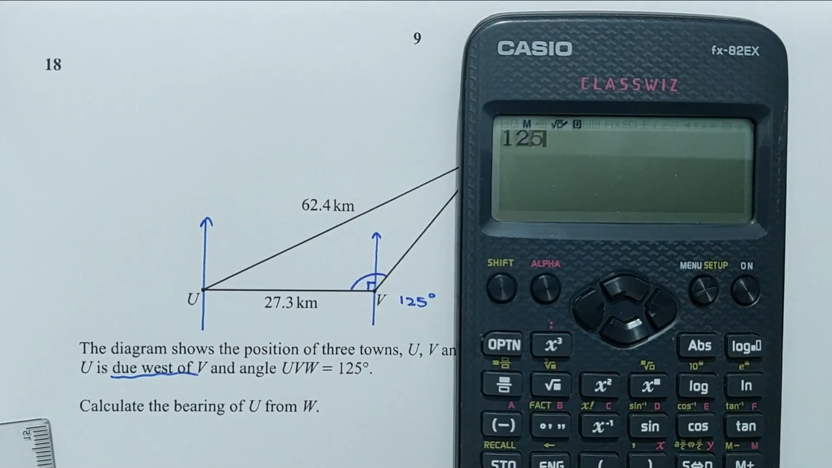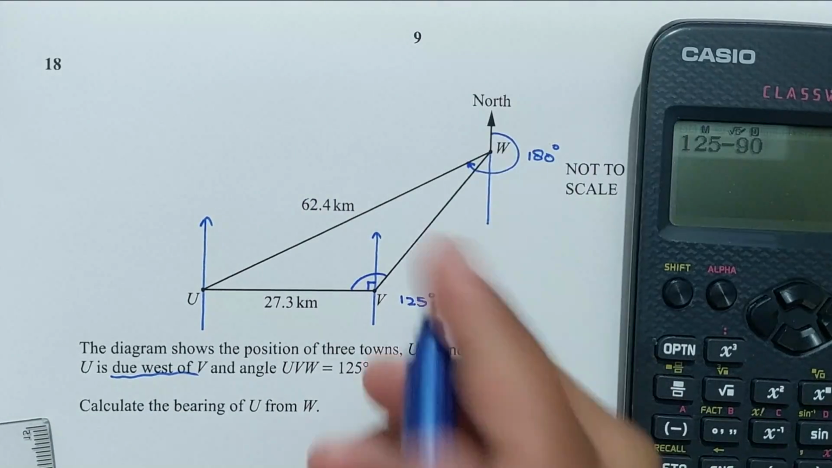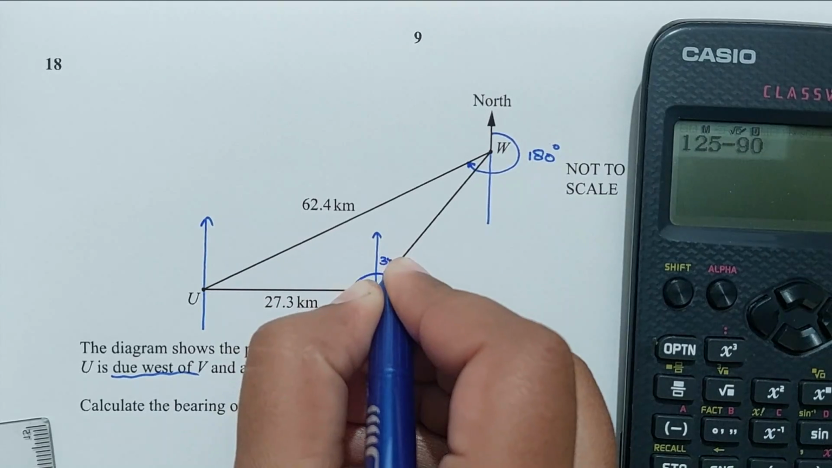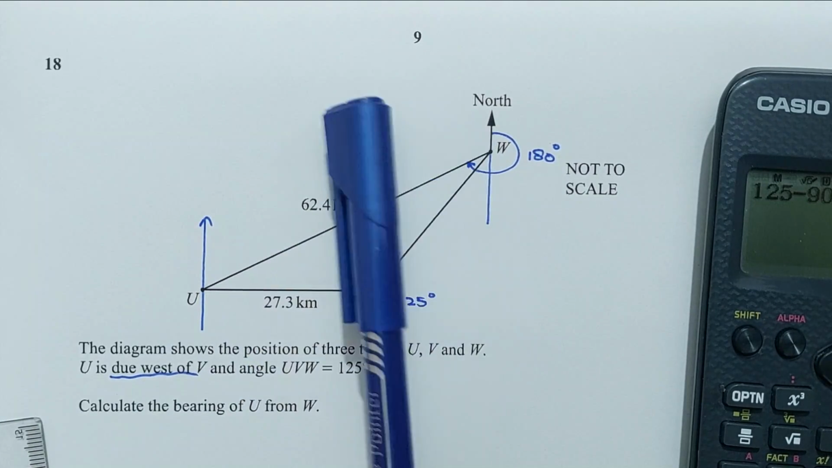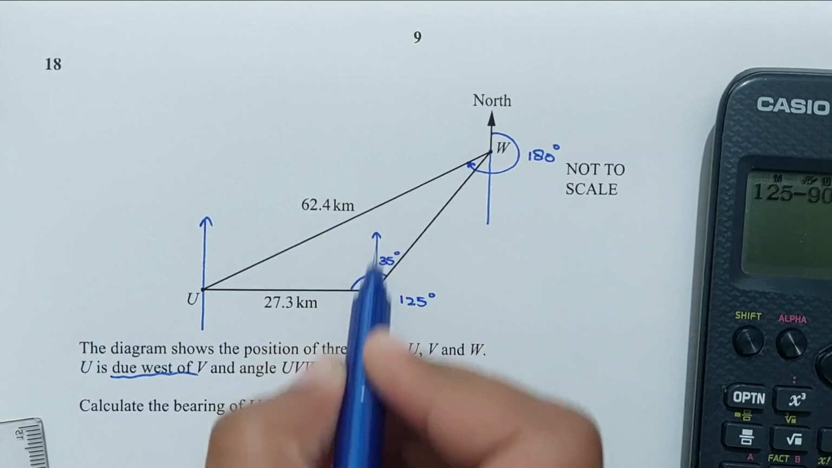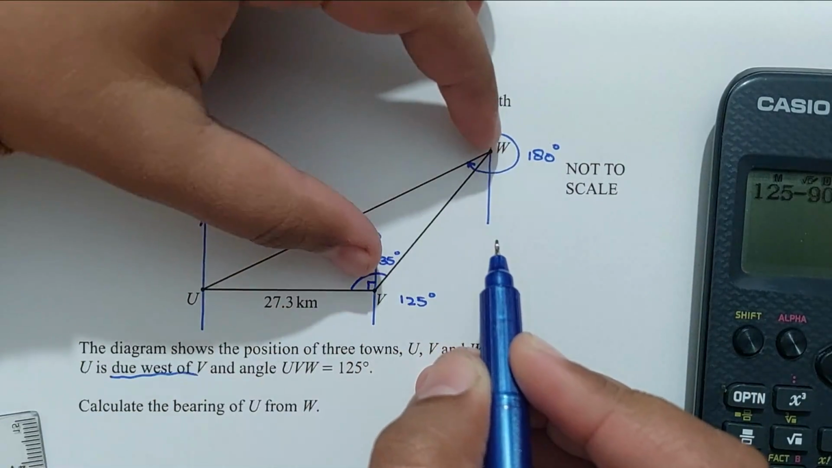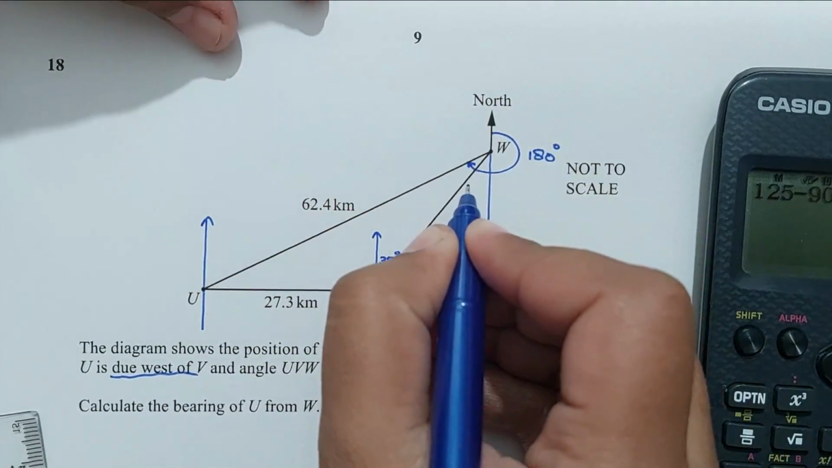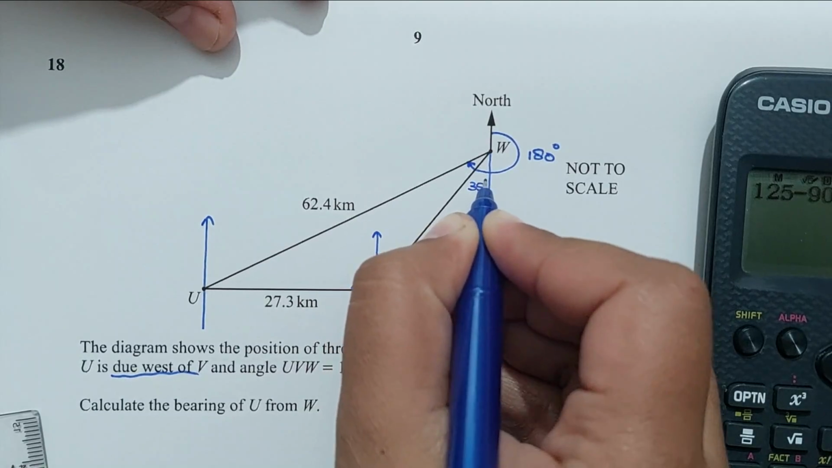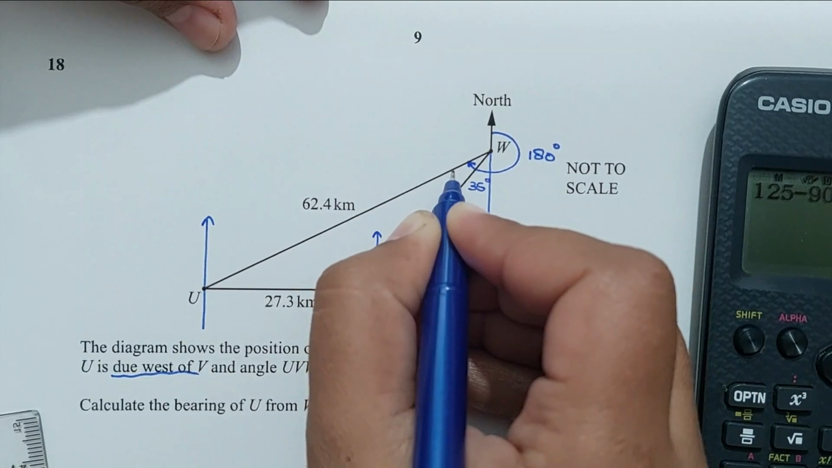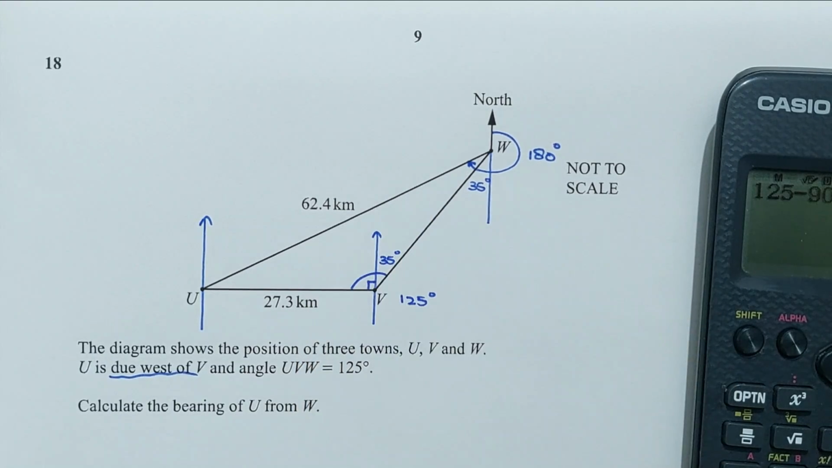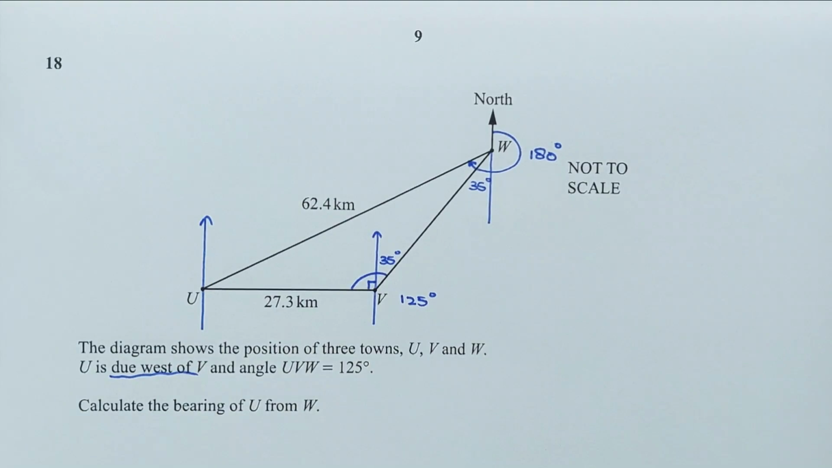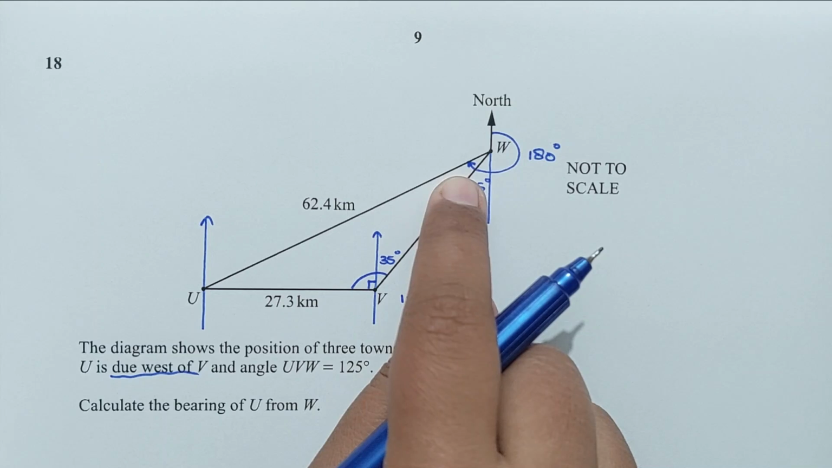So 120 subtract 90, this should be 35. This angle is 35 degrees. Using the concept of alternate angles, we have two parallel lines, the north line and this north line, connected by this line. So these are two alternate angles. This is 35 degrees. 180 plus 35 plus this would be the bearing of U from W. Let me find out this angle first.